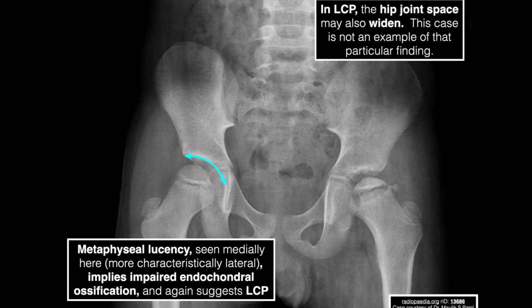In Legg-Calvé-Perthes disease, the hip joint space may also widen. This case does not show that particular finding. Metaphyseal lucency, seen medially here, but more characteristically seen on the lateral side, implies impaired endochondral ossification and again suggests LCP.